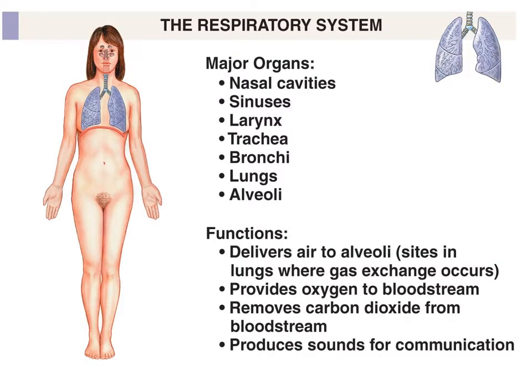The respiratory system is made up of our nasal cavities, sinuses, larynx, trachea, bronchi, lungs, and alveoli. It delivers air to the alveoli, which is where gas exchange takes place. So it's removing carbon dioxide from the bloodstream and adding in oxygen. And additionally, it's producing sounds for communication.